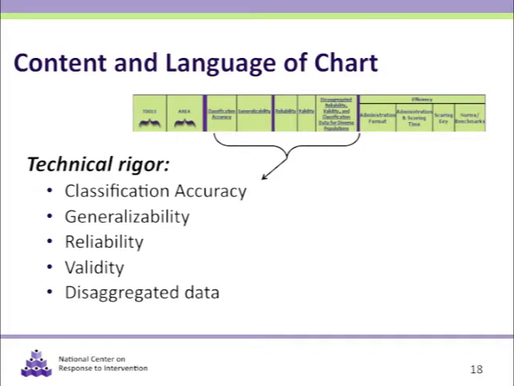The first, classification accuracy, indicates the extent to which a screening tool is able to accurately classify students into at-risk for poor learning outcomes and not at-risk for poor learning outcomes categories. The second, generalizability, is the extent to which results generated from one population can be applied to another population. A tool is considered more generalizable if studies have been conducted on larger, more representative samples.